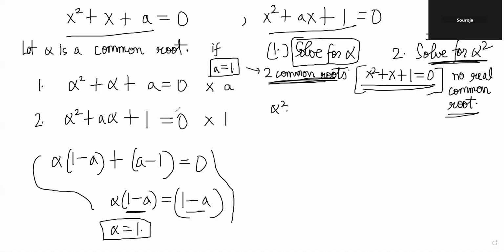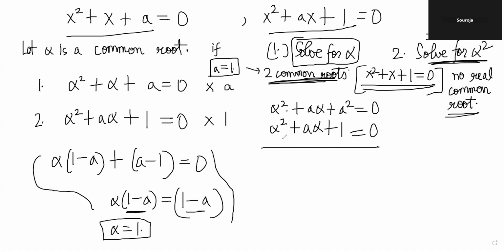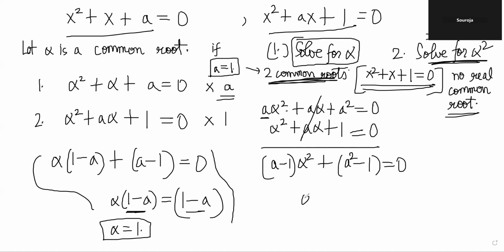So I'm getting alpha square plus a alpha plus a square and subtracting from there alpha square plus a alpha plus 1, right? And this is a alpha square because I multiplied the first equation by a. So you are getting a minus 1 alpha square, this gets cancelled, plus a square minus 1 is 0. So we are getting alpha square into a minus 1 is equal to 1 minus a square. So from here we are getting alpha square is equal to 1 minus a square by a minus 1, right?